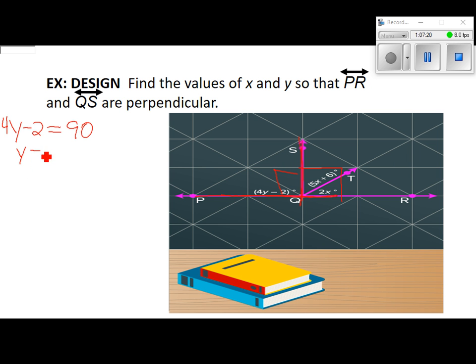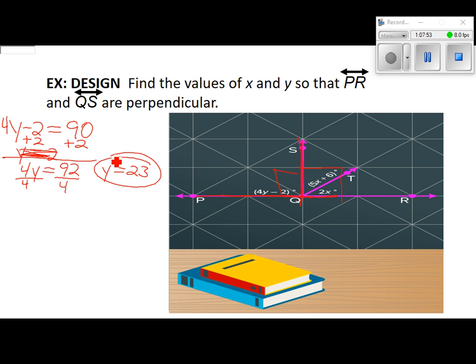What did anybody get? 22, 23, which one is it? 92 divided by 4. You have to add 2 to both sides. You get 4y equals 92, then what? Divide by 4. What's y equal? 23. So that's one of our answers.